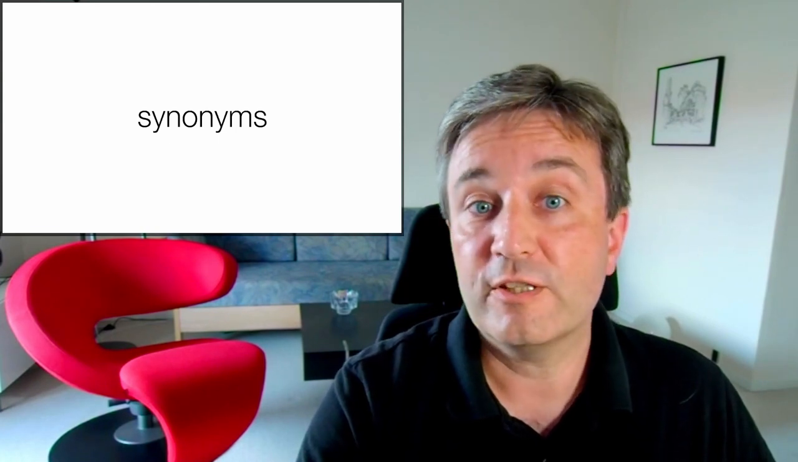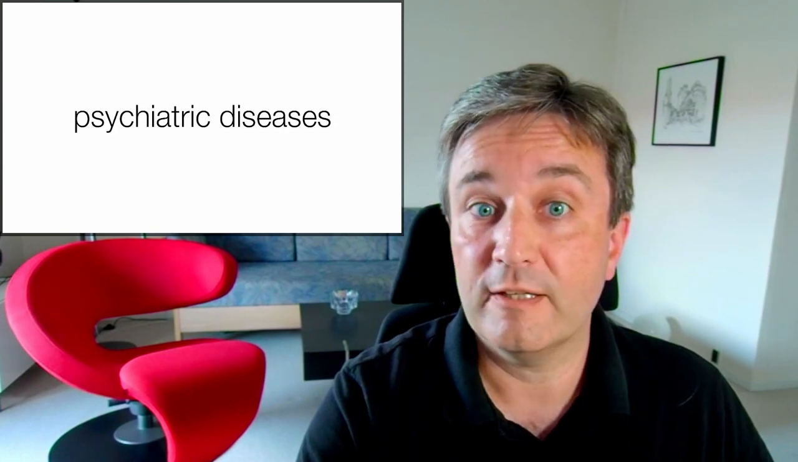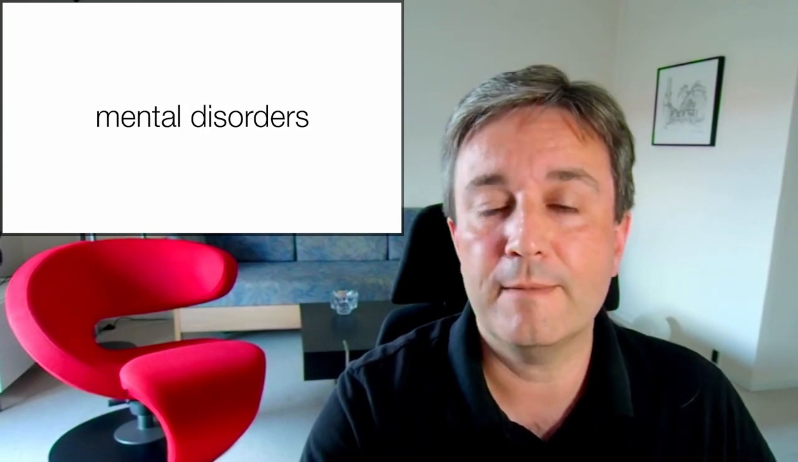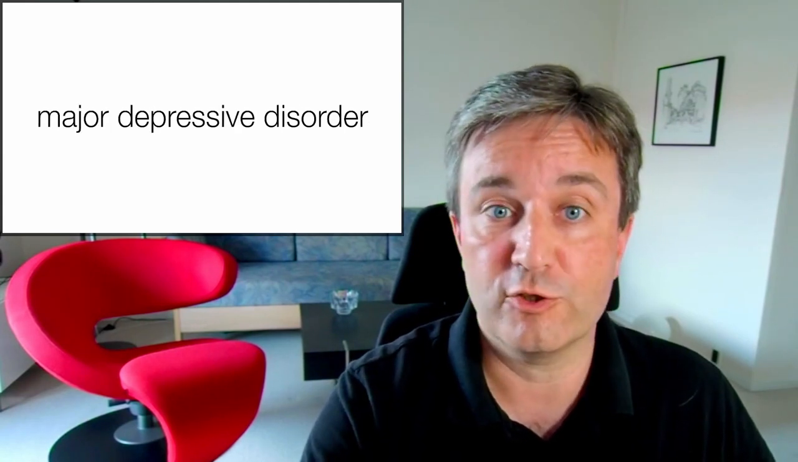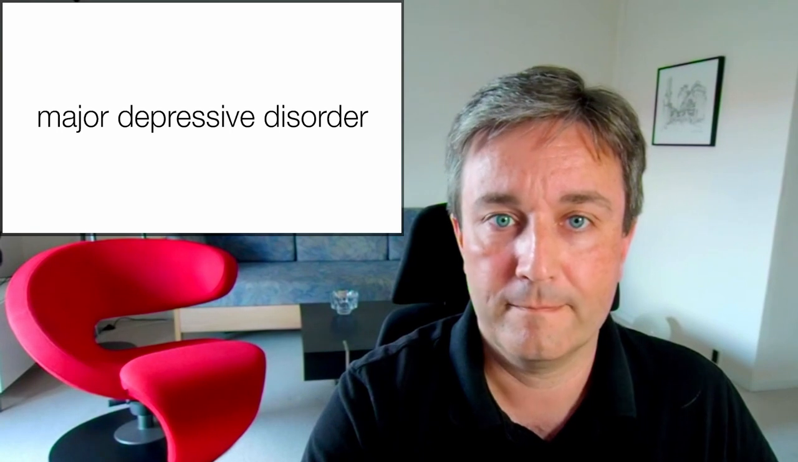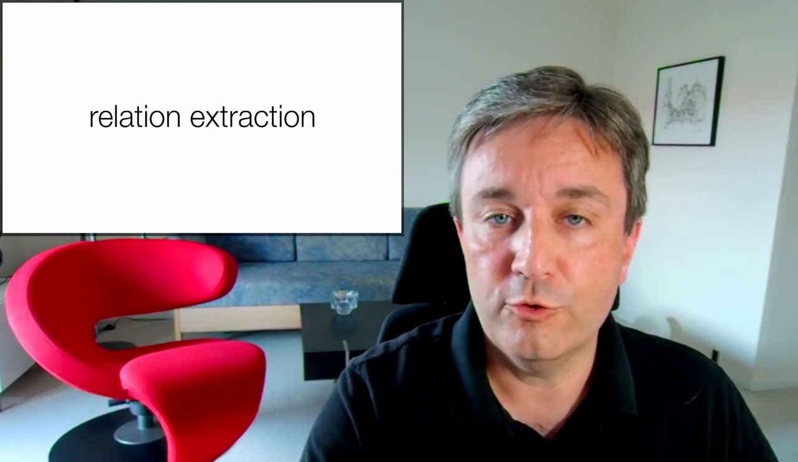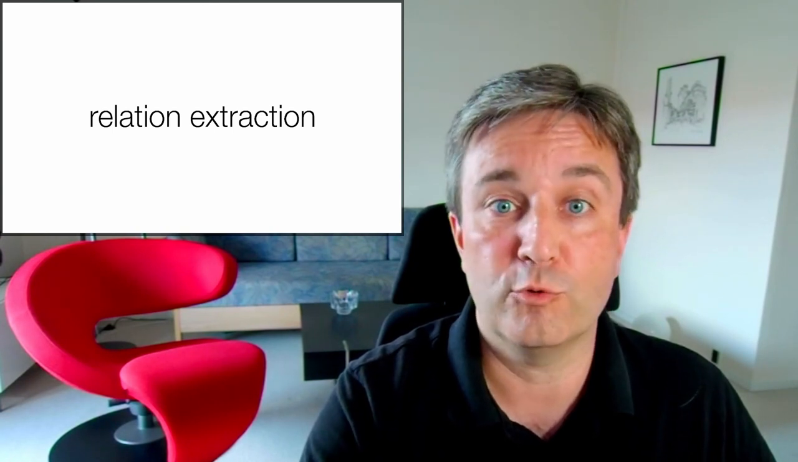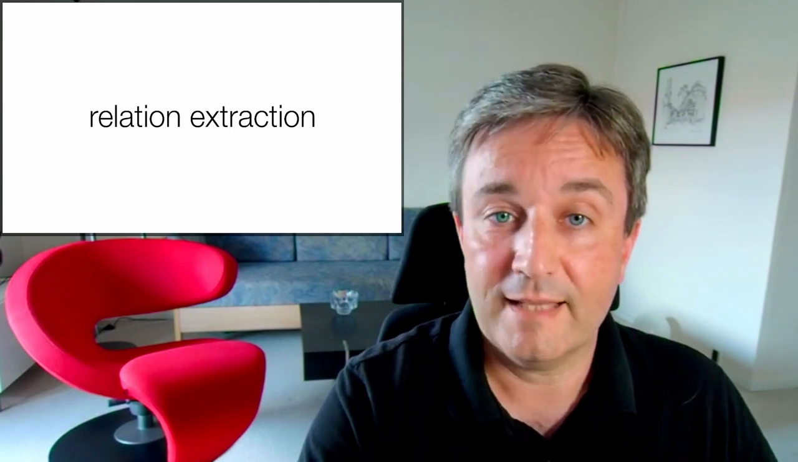The way that works is that you get synonyms information and ontology structure, so that if you search, for example, for psychiatric diseases, you will also find papers about mental disorders and papers about specific mental disorders like major depressive disorder. Finally, and certainly not least, you can use named entity recognition for relation extraction, and that is in fact a prerequisite for doing relation extraction. That is what I will cover in the next presentation.